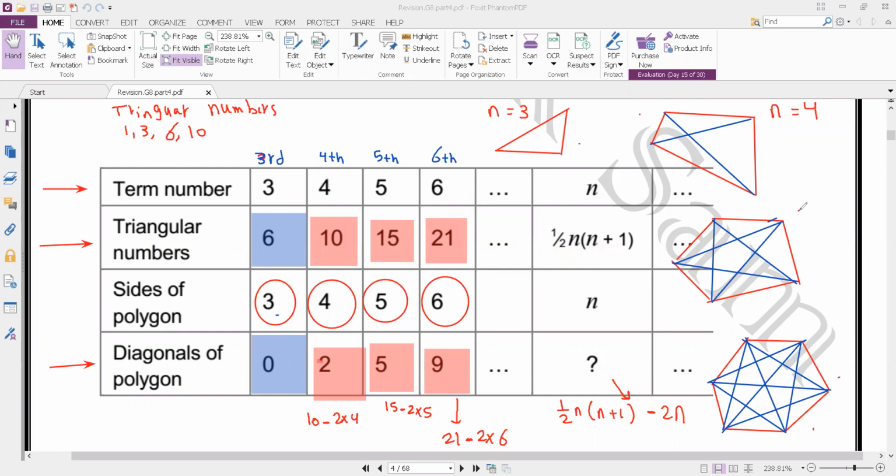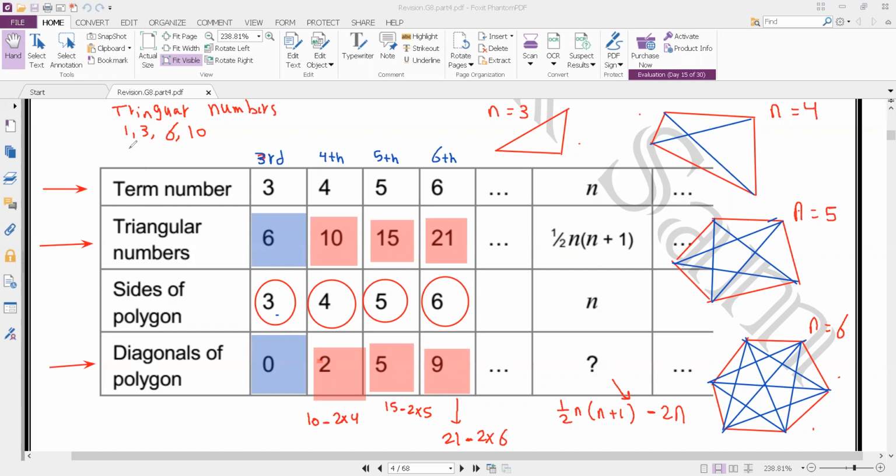And this shape is a pentagon. So n equals 5, I mean 5 sides. And what is the number of diagonals in the pentagon? So the number of diagonals is 5. What about the hexagon? n equals 6. Count them. The hexagon has 9 diagonals, okay?